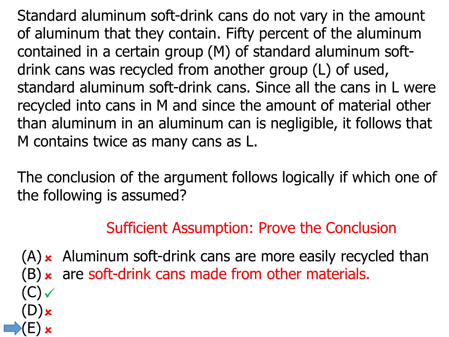So answer choice E, aluminum soft drink cans are more easily recycled than are soft drink cans made from other materials. Whatever happens with non-aluminum cans is entirely outside the scope of this argument. We're just talking about the aluminum cans in M, the aluminum cans in L, how much of L made it into M, how big M is compared to L. So answer choice E is completely irrelevant, and C is our answer.